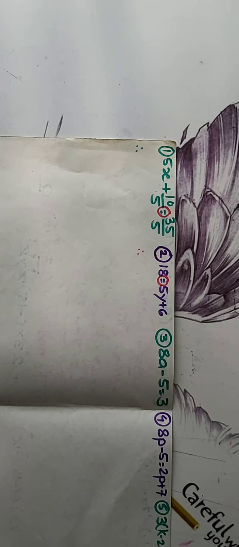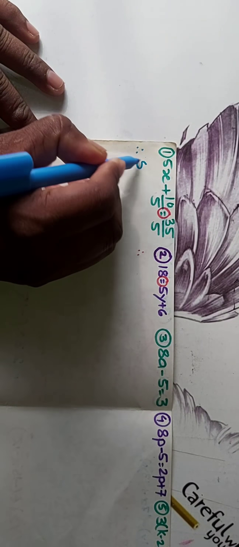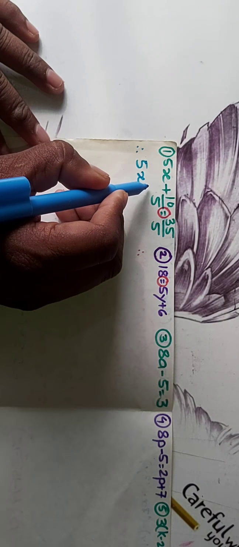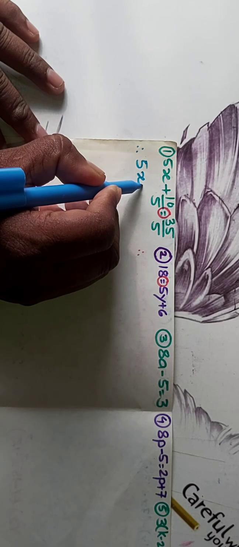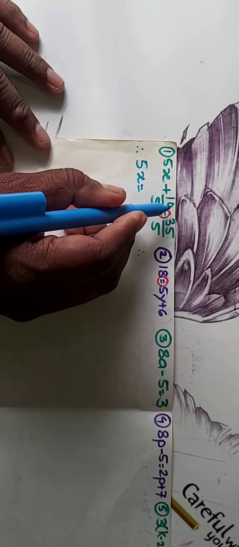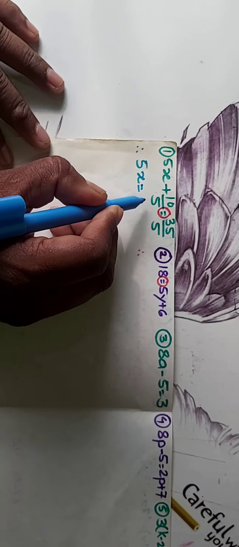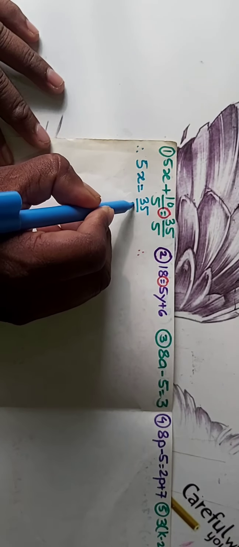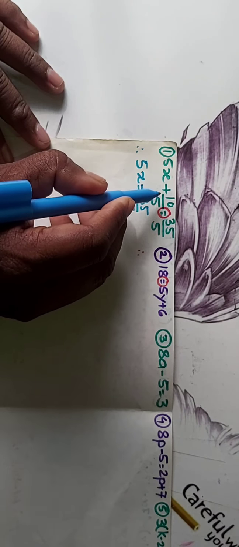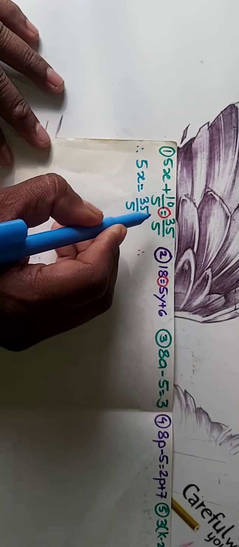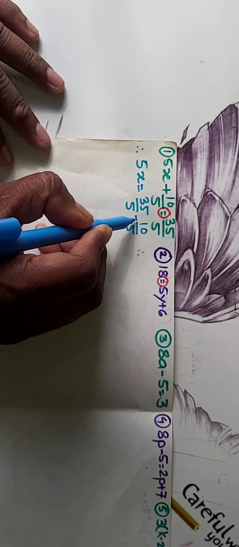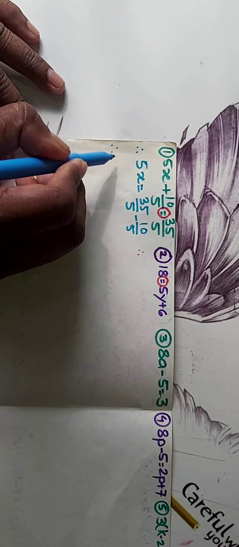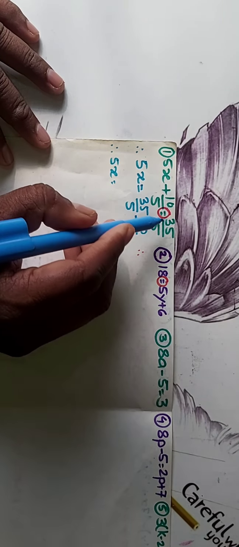Okay, now how do we solve this? First see here. Therefore 5x as it is we have to write, 5x is equal to. Now this 10 upon 5 we have to transpose first. 35 upon 5 we write as it is, and this plus 10 upon 5 is transposed here, so plus becomes minus, so 35 upon 5 minus 10 upon 5. Therefore 5x is equal to.